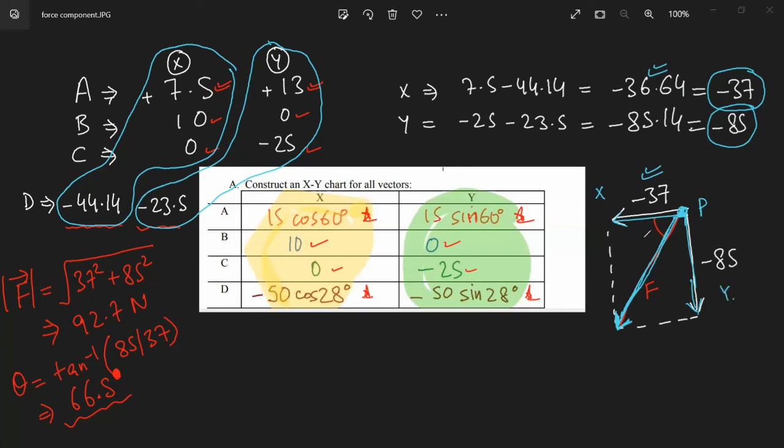And again, like we had discussed before, the magnitude of this force will be given by Pythagoras theorem: 37 square plus 85 square is equal to 92.7 Newton. And the angle theta would be tan inverse of the y component upon the x component, and my final answer would be 66.5 degrees. Chris, is it making some sense? Yes. So it's a bit difficult.